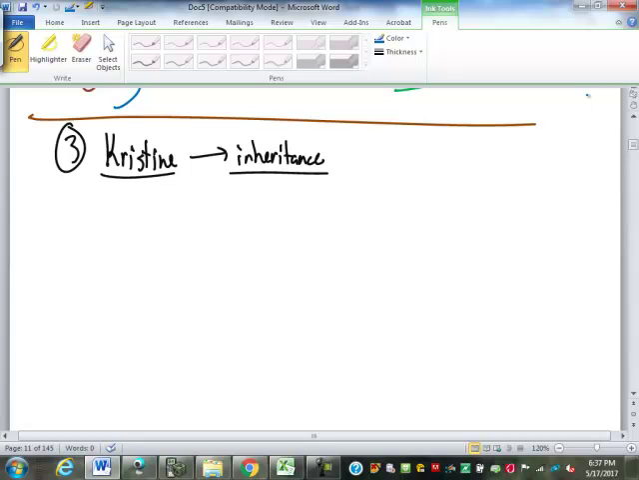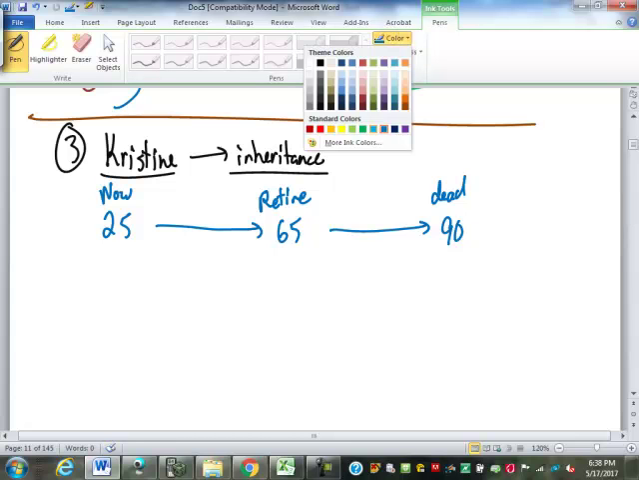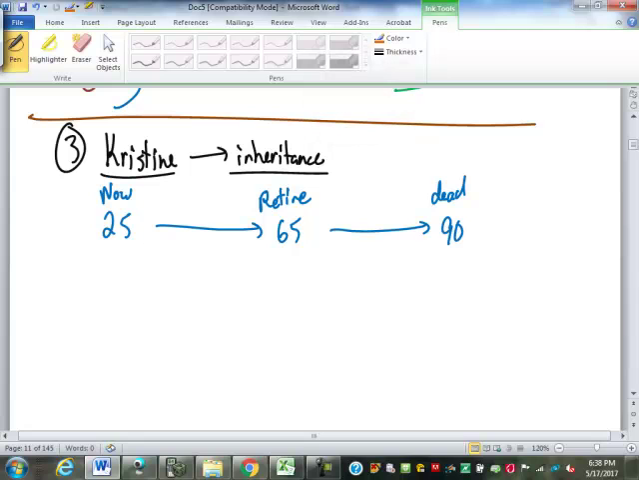We're going to say Christine is now 25 years old. Hopes to retire at 65 and plans to be dead at 90. Yeah, I know, a tactful way of putting it. Now remember, for number 3, we said plans to live until 88. So that's not in number 3, but you have to pencil that part in.